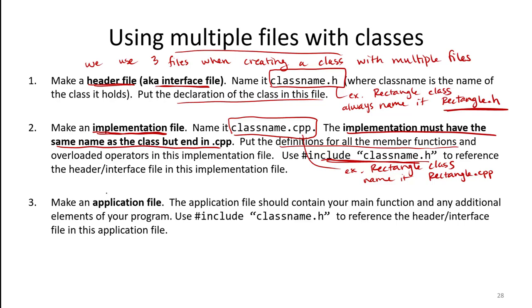Finally, the third file type that we're going to make is called an application file. The application file is the file where we put our main function and any additional parts of our program that had not already been put in the header and implementation. The application file can be named whatever you want. It could be like main.cpp or something else. But notice that you do need to use include classname.h with the quotes to reference the header file in that application file.